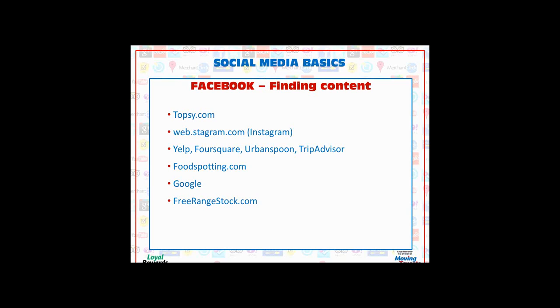All review sites are a great way to get pictures of your business. Food Spotting is another site. It's not as popular for everyone. Some businesses, like some of our clients, have customers who post on Food Spotting all the time. Others, nothing. Also, Google. freerangestock.com is for stock photos.